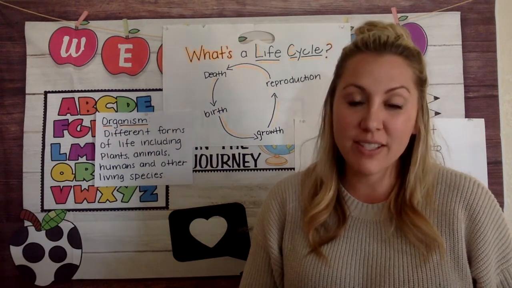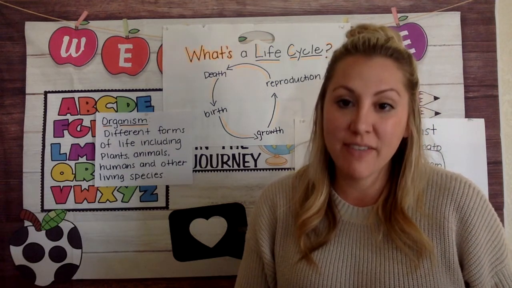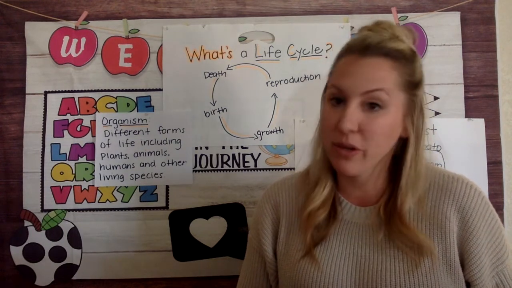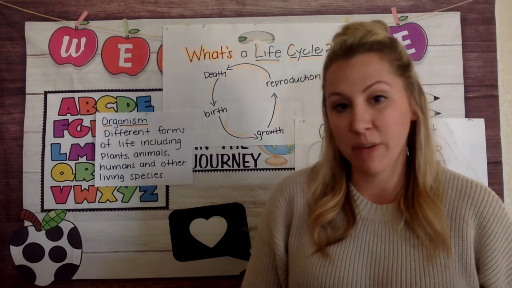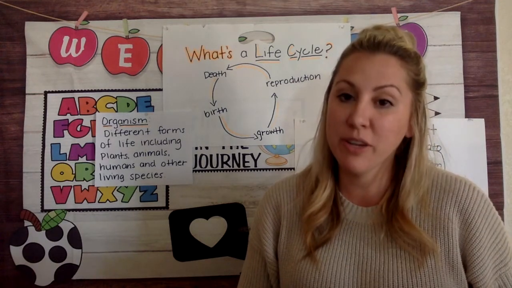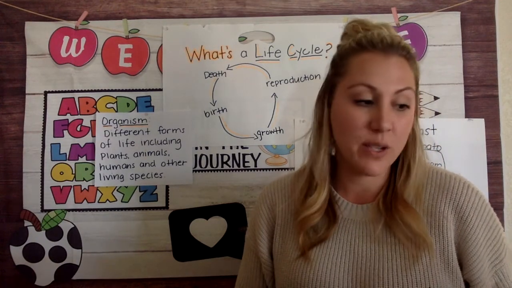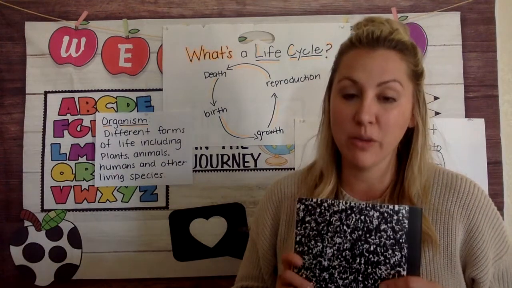NGSS Science Standard 3-LS1-1. For this standard, the learning goal is to understand the diverse life cycles of different organisms, and that those life cycles all have four things in common. Those four things are birth, growth, reproduction, and death.